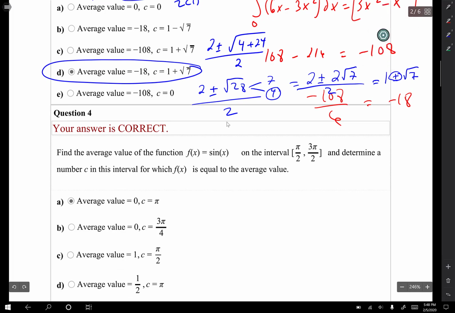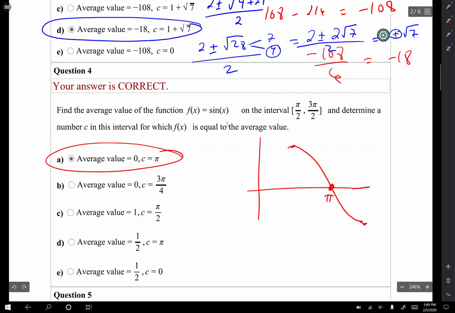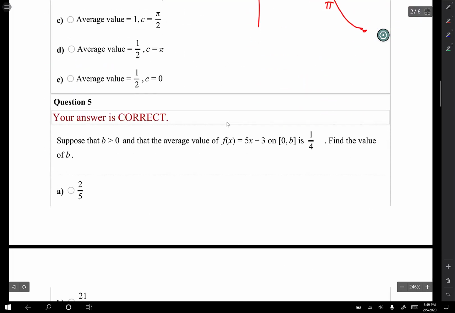Find the average value of the function sine x on the interval, that interval, and determine the number c. Okay, so first let's see how that graph looks. Sine of pi over 2 is 1, and sine of 3 pi over 2 is negative 1. So because it's symmetric, the average value is 0. So where does this function equal 0? Right at pi. So you've got to know your unit circle on that one, guys. Let's go to the next one.